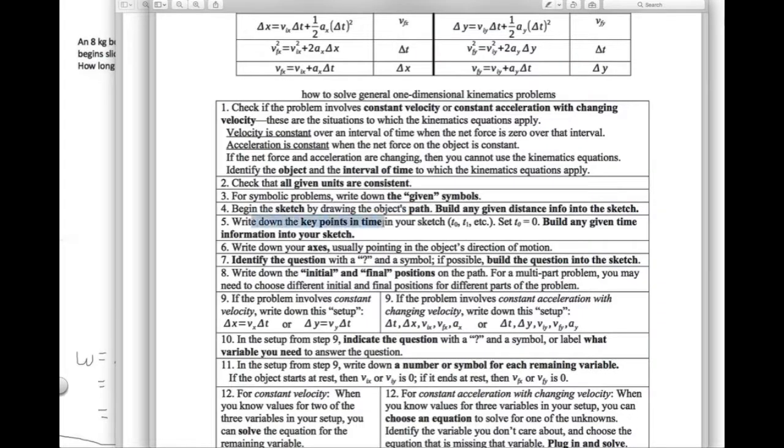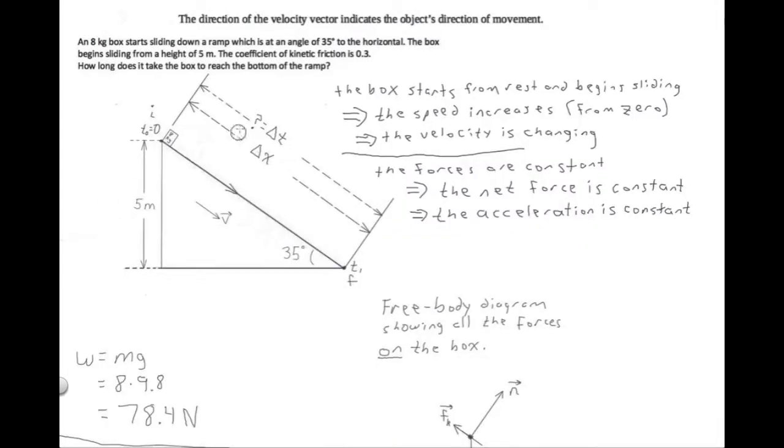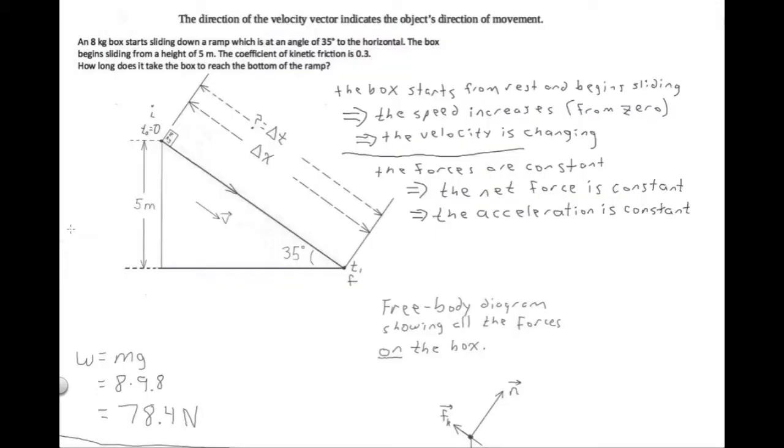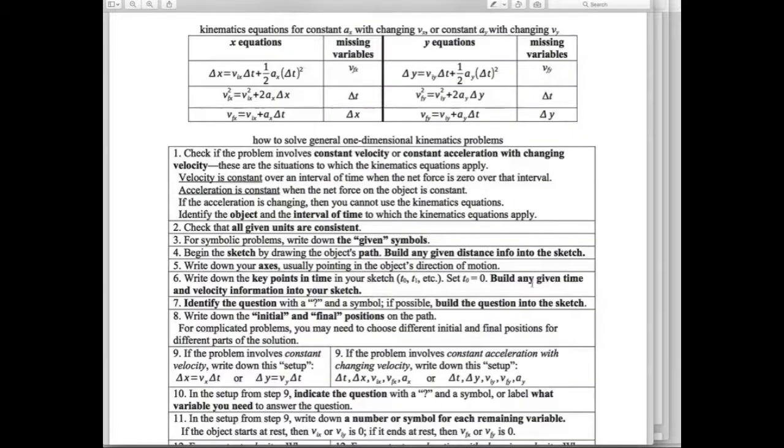We've already written down the key points in time, and we already set time 0 equal to 0. That was convenient to do earlier. I don't think there was any other time information that we can build into the sketch. Well, we built the question about the time. The question was asking about the time, and we built that into the sketch. We've seen in previous videos that this is also a good step for building the velocity information into our sketch.